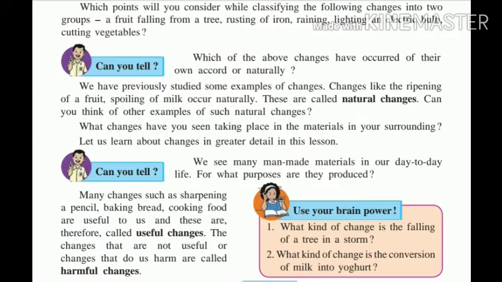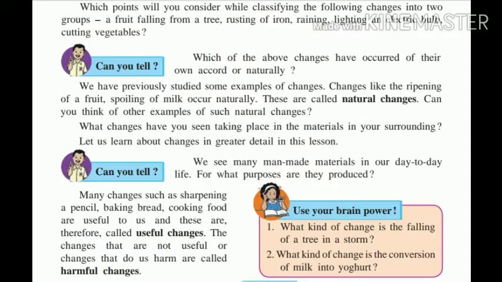The first thing which comes to mind is whether it happens naturally or it is man-made. So which of the above changes have occurred on their own, according to nature? A fruit falling from a tree may be on its own, that is natural. Rusting of iron, natural changes. Raining, natural. Lightning and electric bulb, it's man-made. Cutting vegetables, it's a man-made change.